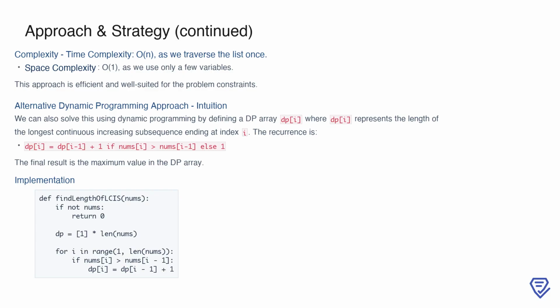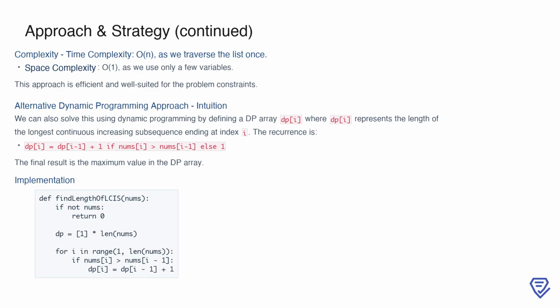However, for completeness, another potential approach is the dynamic programming method. Here, we define a DP array where each element dp[i] represents the length of the longest continuous increasing subsequence ending at index i. The recurrence relation is straightforward. If the current element is greater than the previous one, we extend the subsequence by setting dp[i] equals dp[i-1] plus 1. Otherwise, we start a new subsequence, setting dp[i] equals 1.